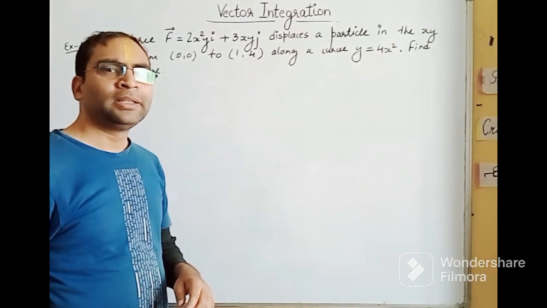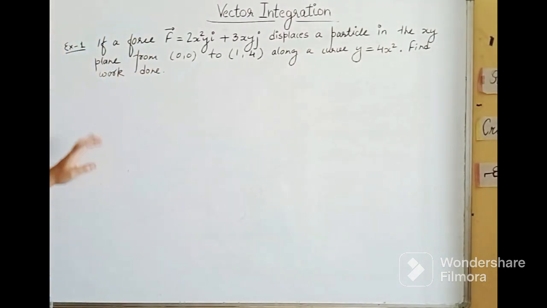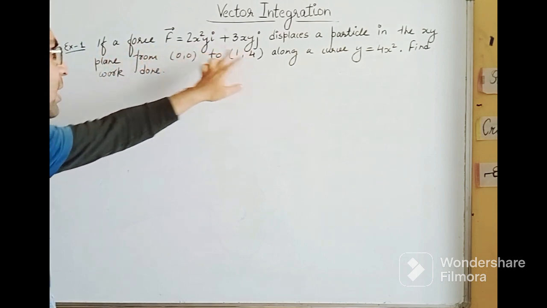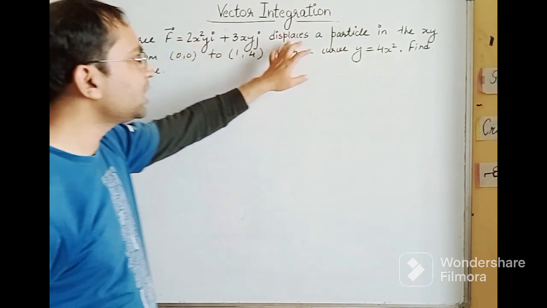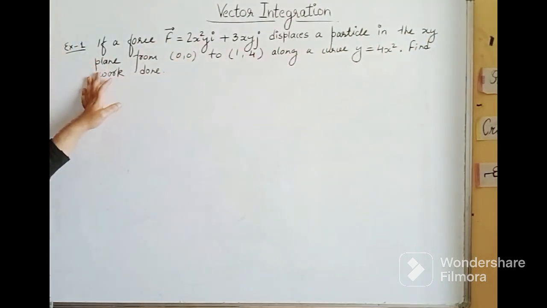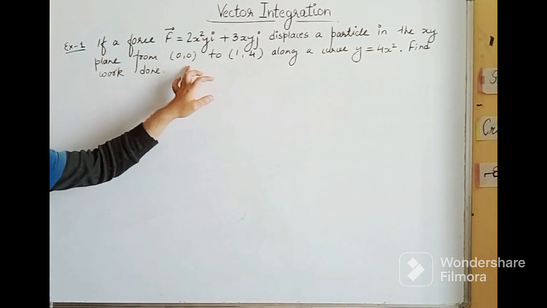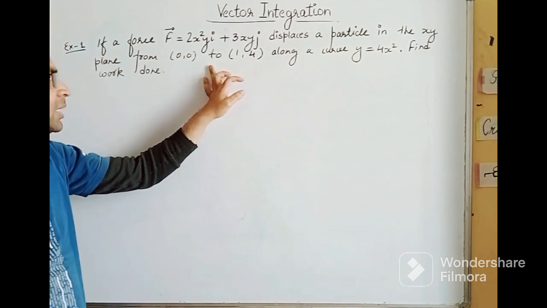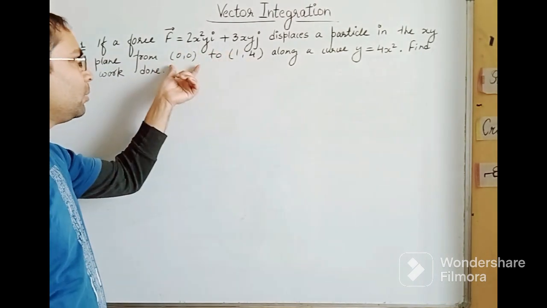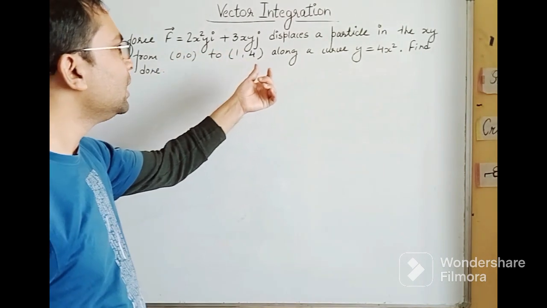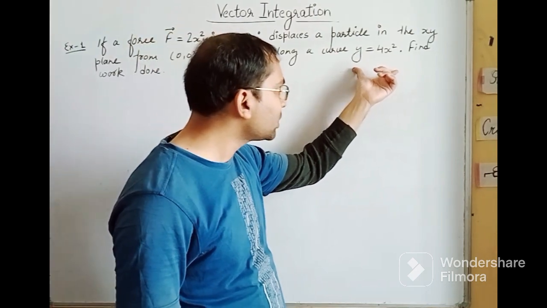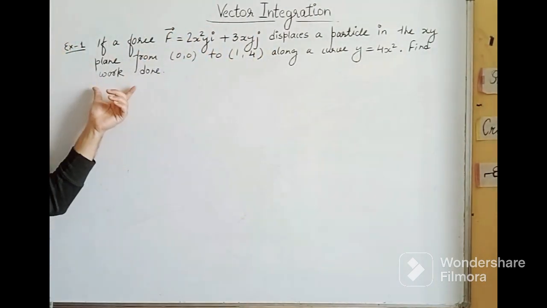Let us see this example number 1 based on the line integral. If a force F, which is defined by this two-dimensional force, displaces a particle in the xy plane from a point A, which is (0, 0), to another point B, which is (1, 4). So this can be a curve from A to B, (0, 0) and (1, 4), along a curve whose equation is given as y is equal to 4x squared. Then we have to find the work done.